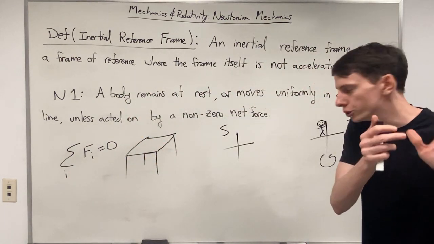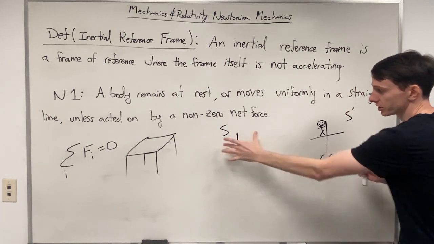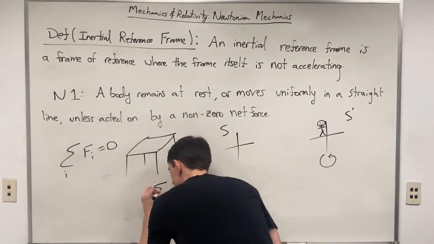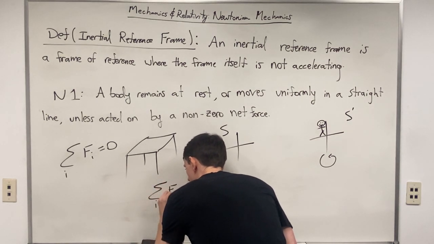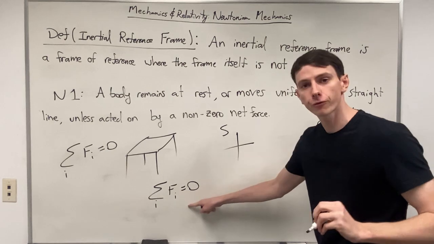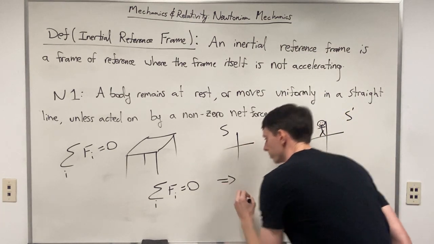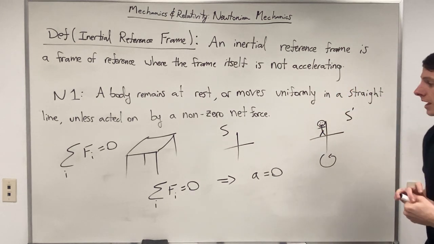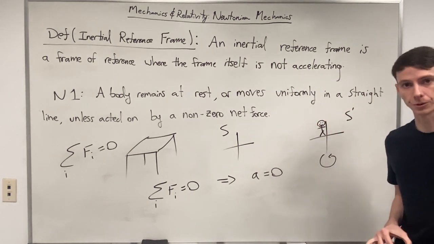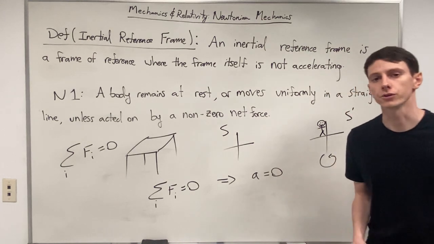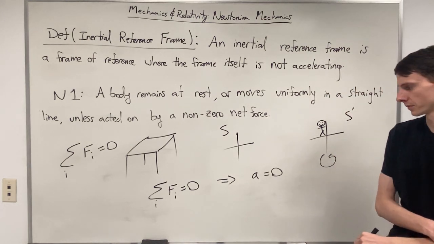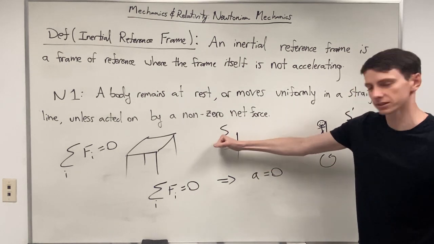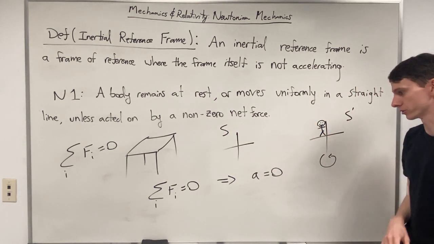So another way that you can determine which of these in fact is the inertial reference frame, you can say that if the sum of your forces is 0, so if your net force is 0, that implies that your acceleration is 0. If this statement right here is true, then you are in fact in an inertial reference frame. Okay. Let's go through this logic through both of these so we can clearly understand why S is in fact the inertial one and S prime is not the inertial one.